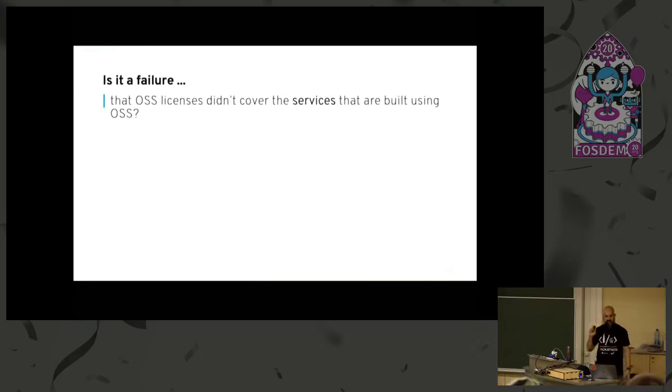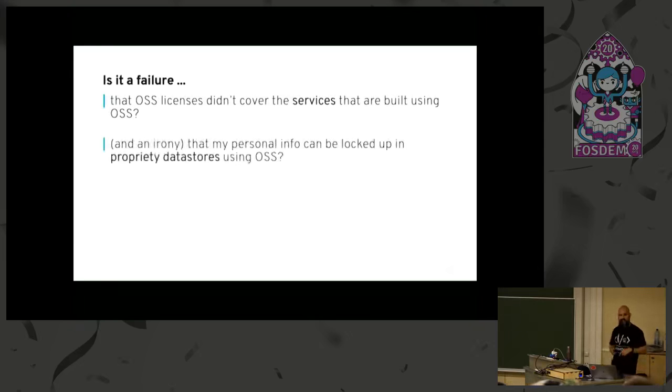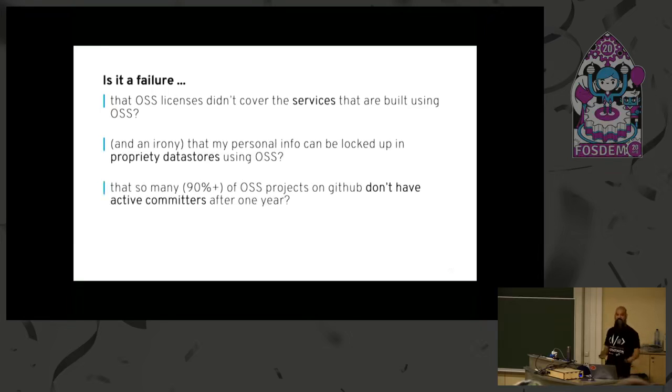Is it a failure that OSS licenses didn't cover the services that they're built on? Or is it a failure and an irony that my personal info can be locked behind a proprietary database using open source software? I don't own the data, but the software that was used to capture my data was open source. Or is it a failure that many open source projects, by some estimates 90% plus, have no committers after a year?